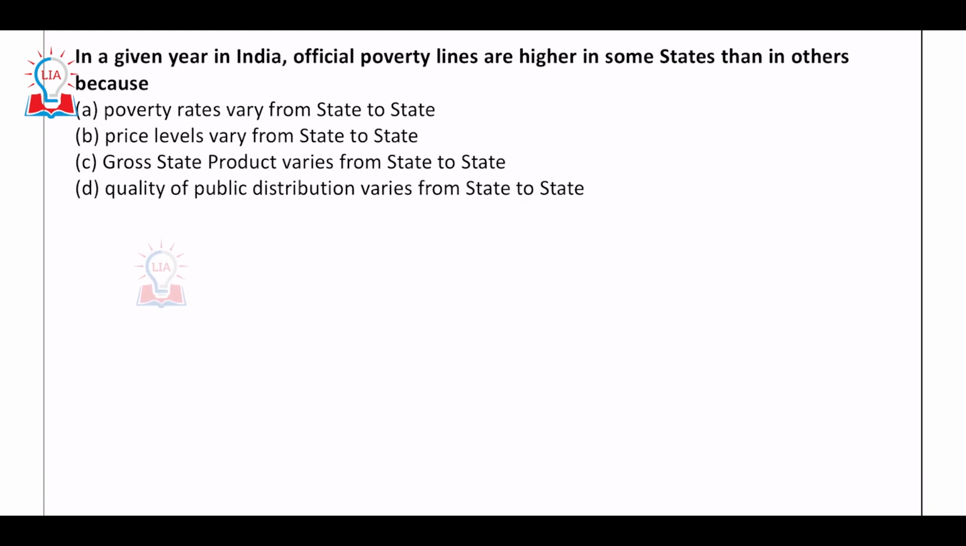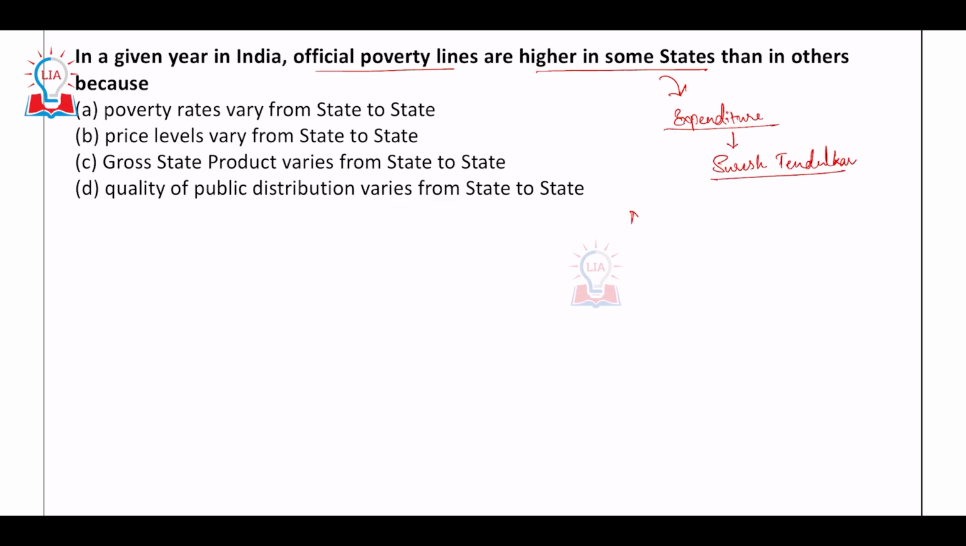The next one, in India, in any given year, official poverty lines are higher in some states than in other states. Why is it so? So poverty estimates in India are done on the basis of the expenditure, right? Consumption expenditure based on a formula given by Suresh Tendulkar committee. Okay. So only in 2016, a question was asked to Niti Aayog as to which method to use to determine the poverty line. So there were 2 options suggested by Niti Aayog.